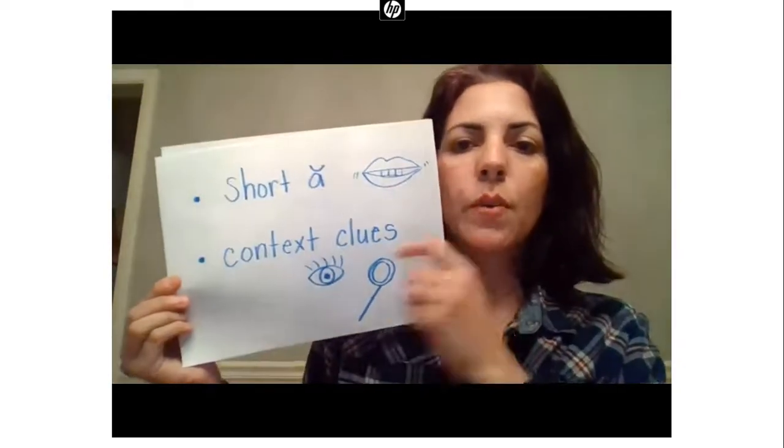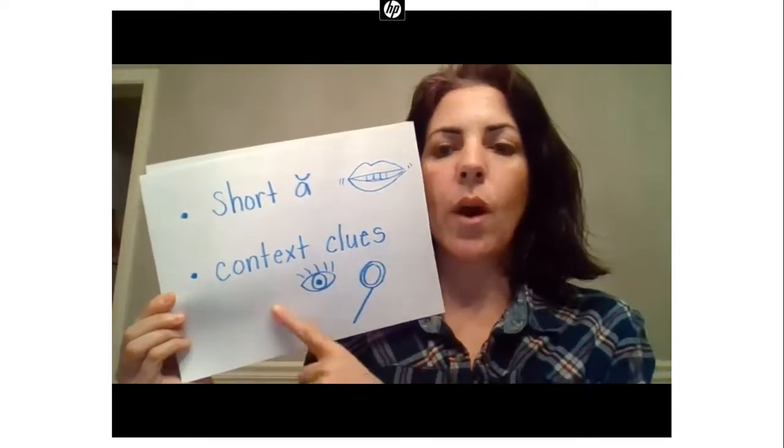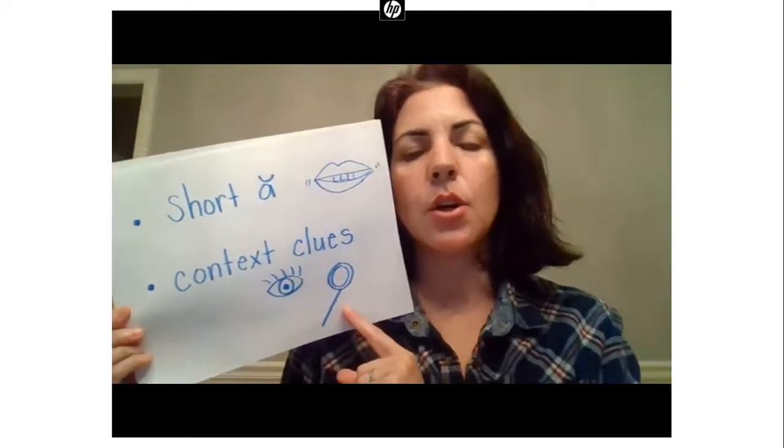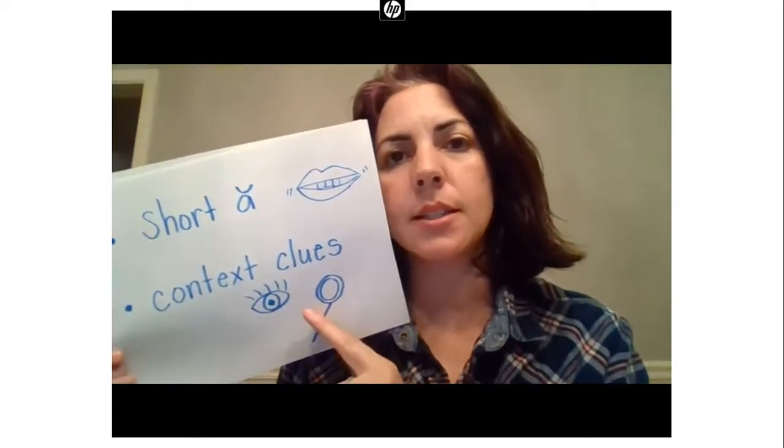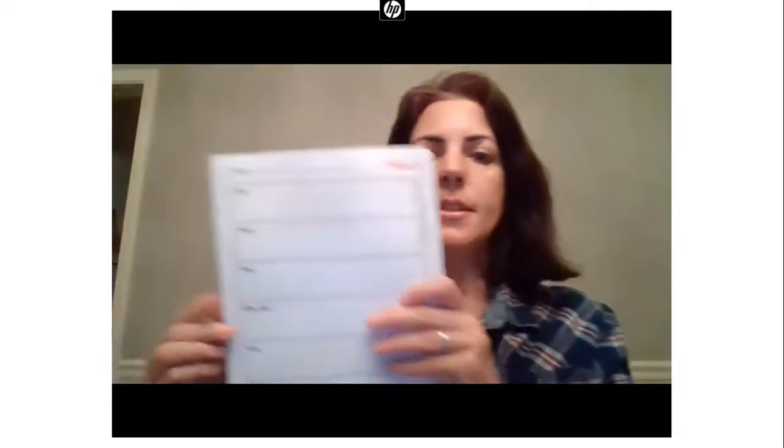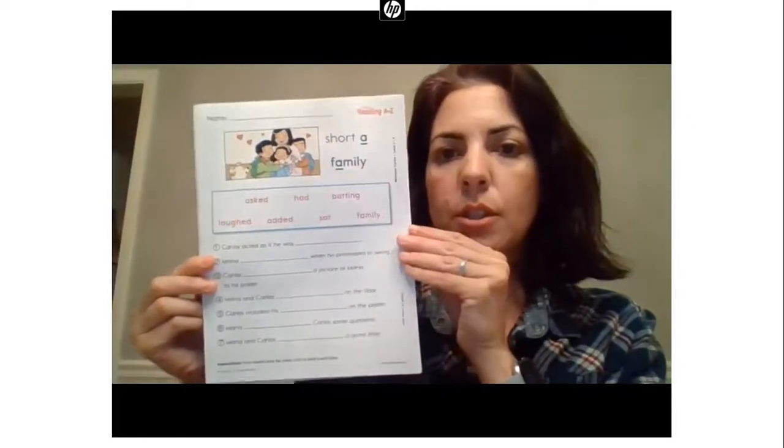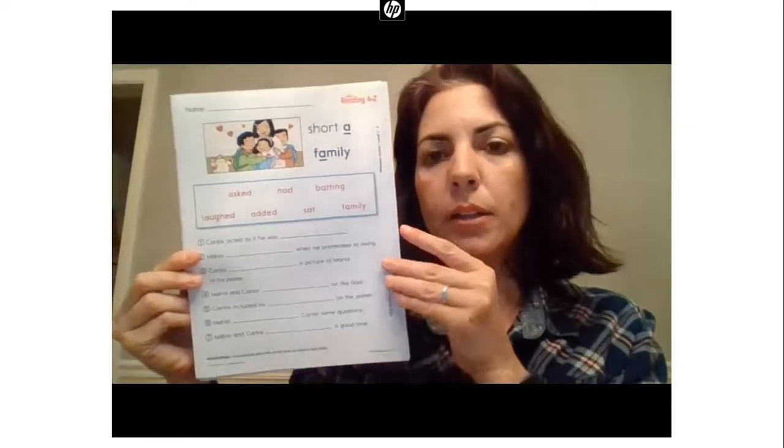We will also work with the short A sound, as well as how to use context clues to help us figure out the meaning of words in sentences. In your packet, you will find work that looks like this, which is our sequencing activity. Also, we have a sheet that looks like this, which is our context clue as well as short A review sheet. And finally, we have a sheet that looks like this, which will be our contraction practice. Are you ready to get started?